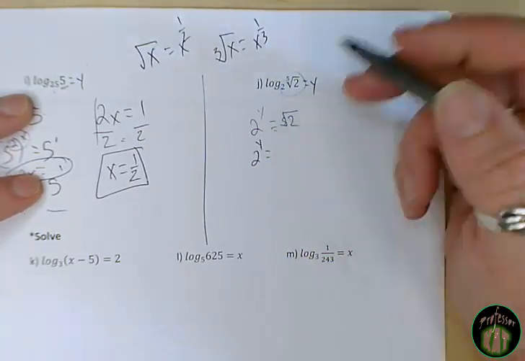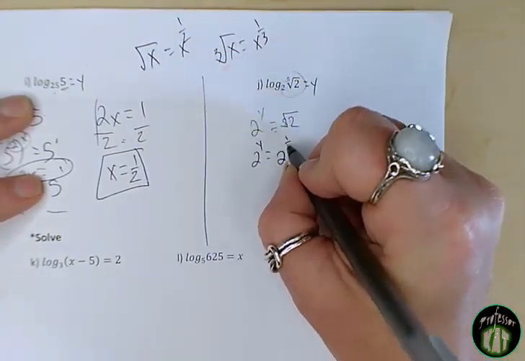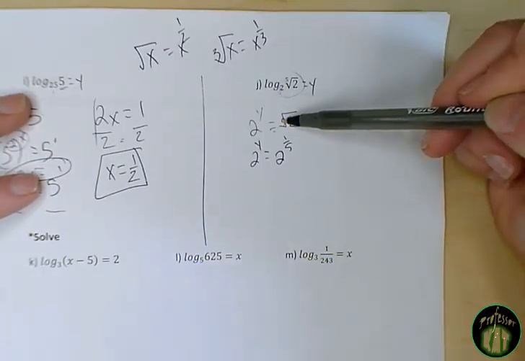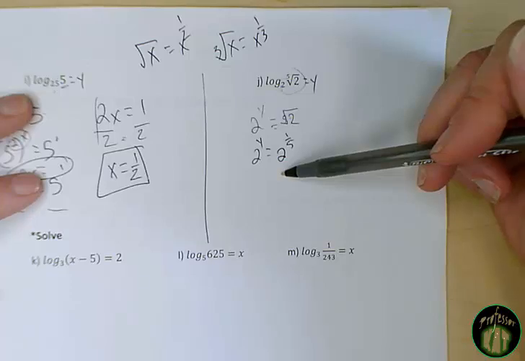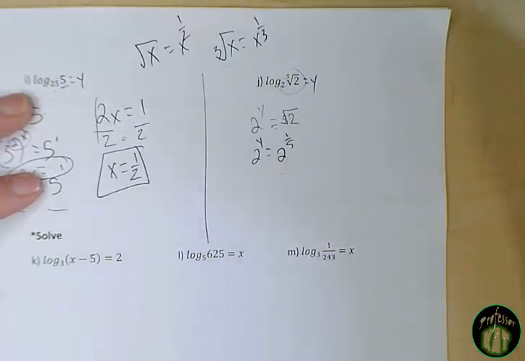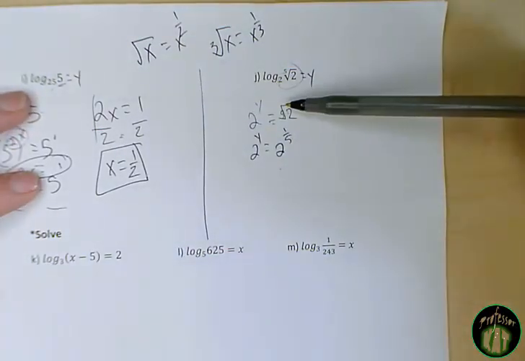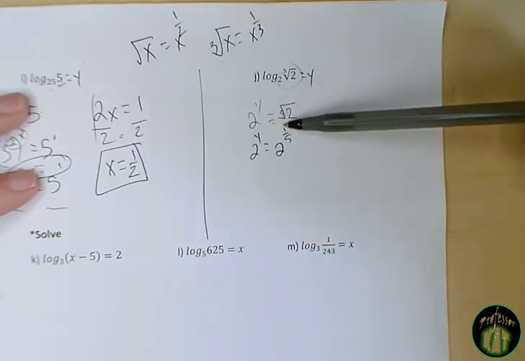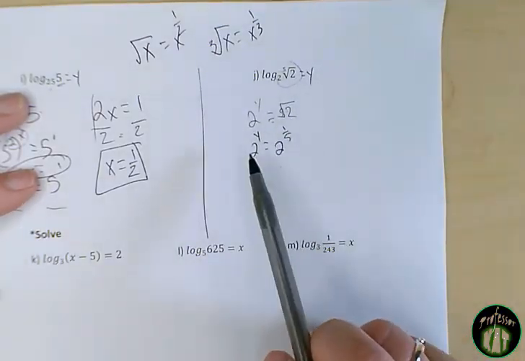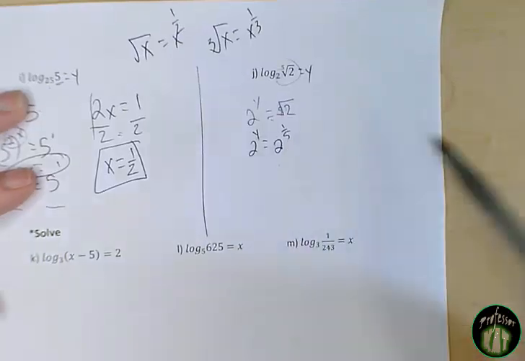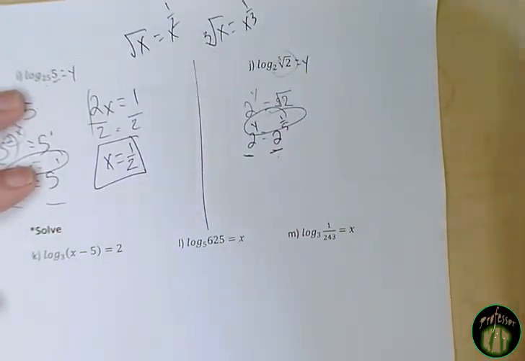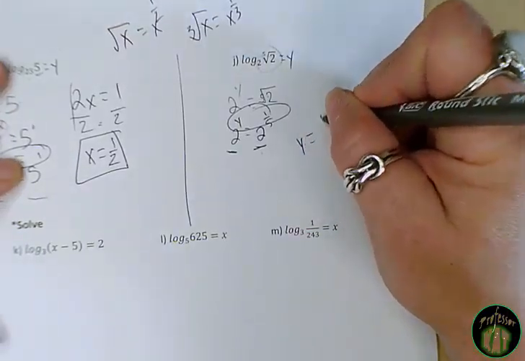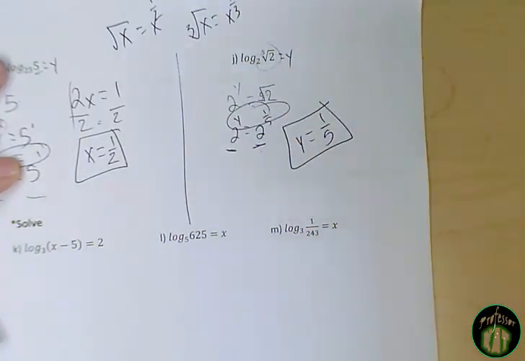The 5th root of 2 is just 2 to the 1/5. That is what a 5th root is. Right? Taking the 5th root of a number is the same thing as taking that number and raising it to the 1/5 power. So just by converting its radical form to its exponential form, it already makes our bases equal to each other. So we have a 2 here, we have a 2 here, which means we can set our exponents equal to each other, and y is equal to 1/5.